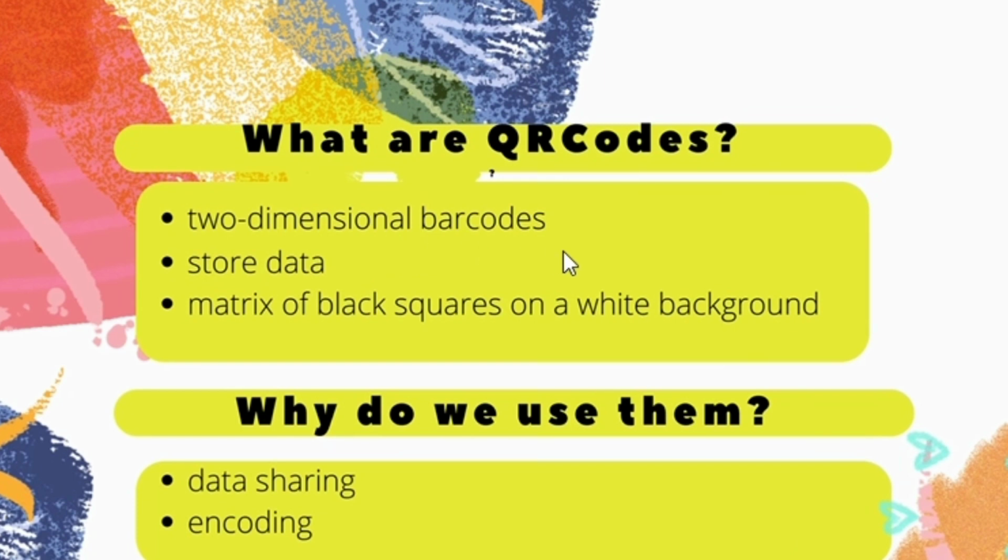QR codes are two-dimensional barcodes that store data in a matrix of black squares on a white background. So why do we use them? We use them for quick and efficient data sharing, and they can encode various types of information such as website links, contact details or product information, accessible instantly with a simple scan.